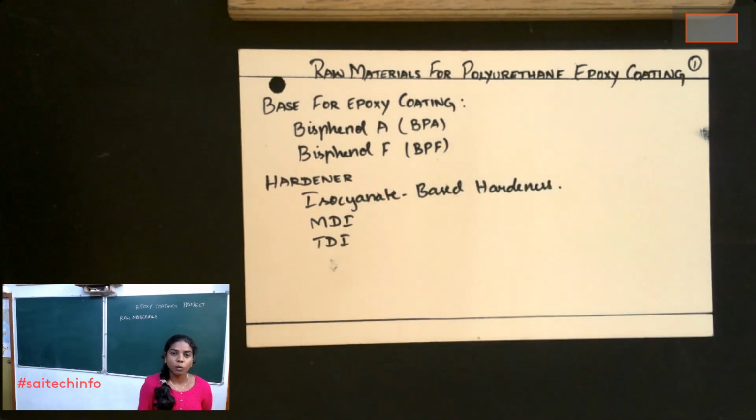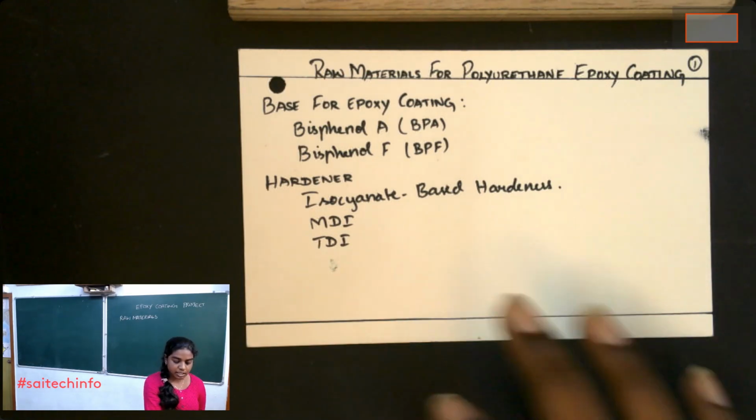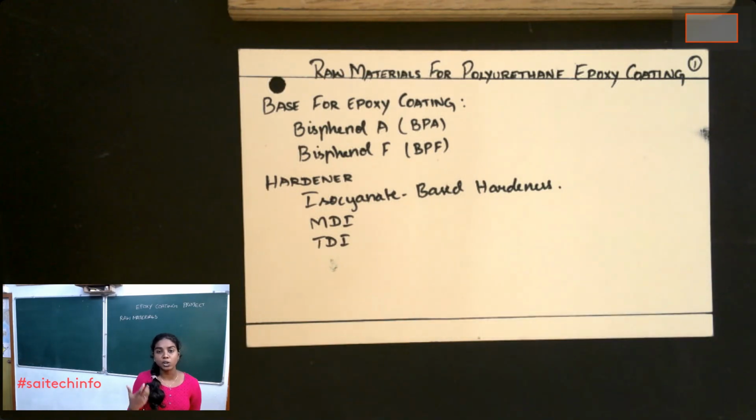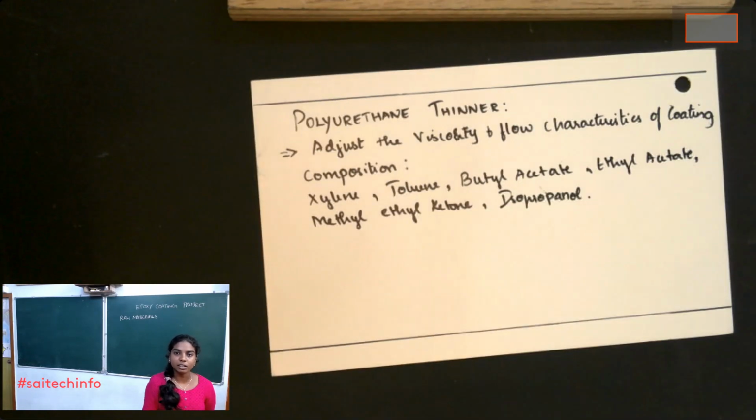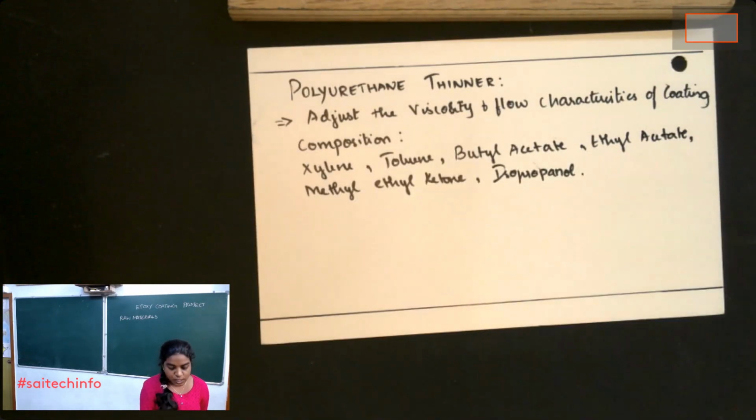And why we are using hardener is basically it initiates the curing process in the base, and it improves the cross linkages in the resin. So it makes it much more durable, and it makes the coating better. And then we are using 2 types of thinner. The basic purpose of thinner is to adjust the viscosity.